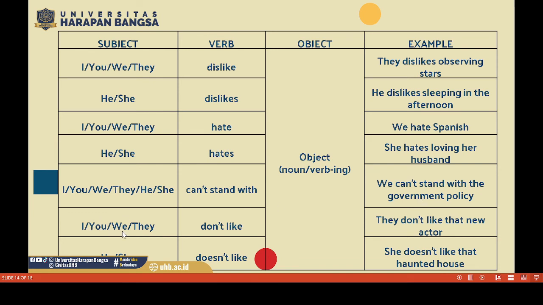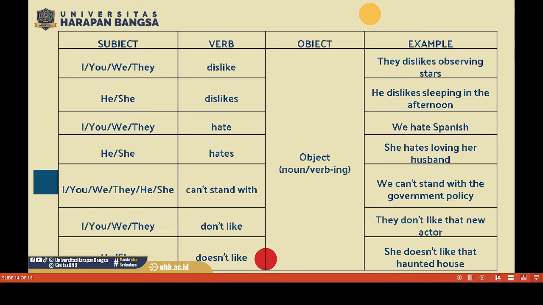Alright, now we have I, you, we, and they. So, they, we, I, you do not like S, so here there is no S. If he, she, it like S, so here there is an S. This is usually how to memorize it. The example is, they don't like that new actor. She doesn't like that haunted house.